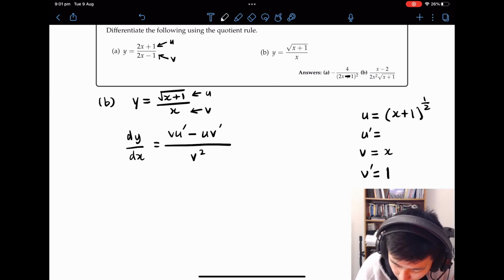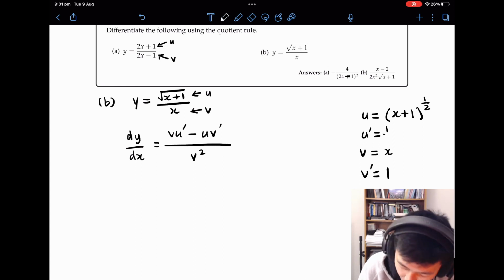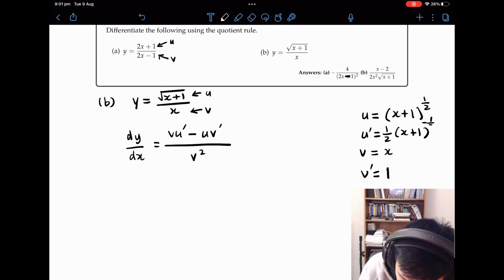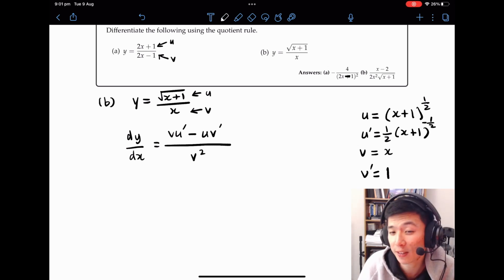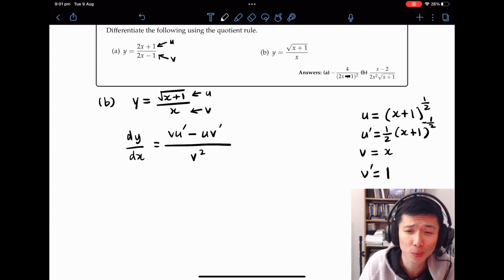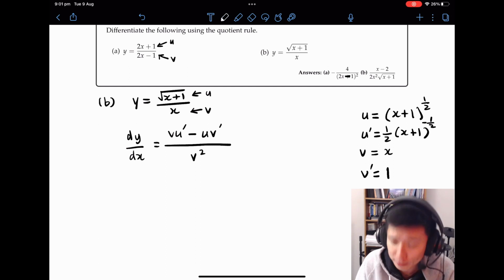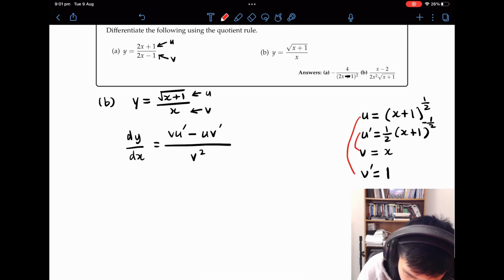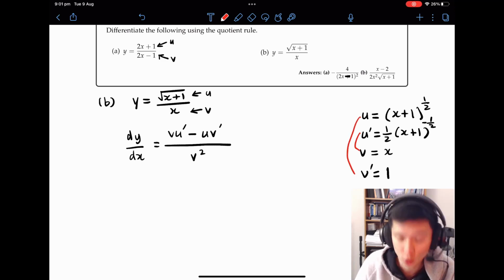When we differentiate (x + 1)^(1/2), the power comes down the front. We've got x + 1, we minus 1 from the power, and then we differentiate the inside. We'll just get 1 if we do that, so we're not going to bother with multiplying by 1, because it's just 1. And so now we have the information we need to substitute into the quotient rule.